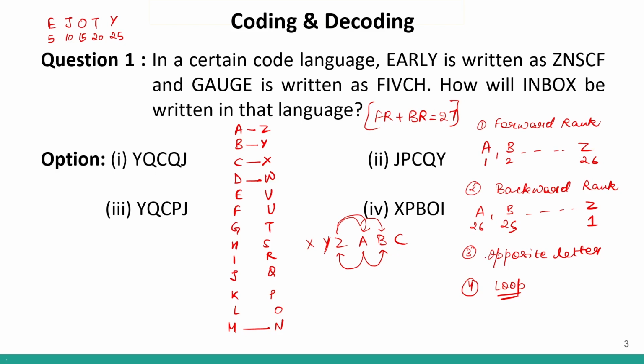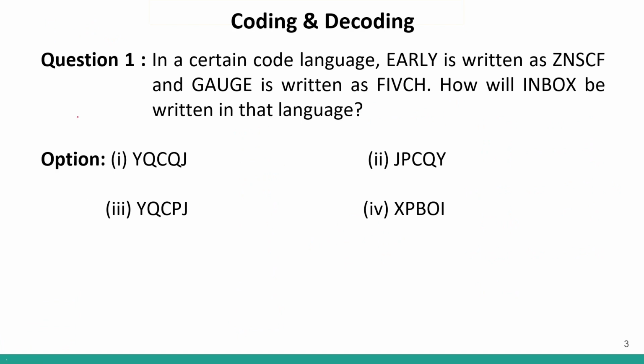So based on all these concepts, we solve questions on coding and decoding. Okay. So let us look at this question. Question number 1 says, in a certain code language, early is written as ZNSCF. So this is the code for early. And gauge is written as FIVCH. So this is the code for gauge. We have to find the code for inbox.